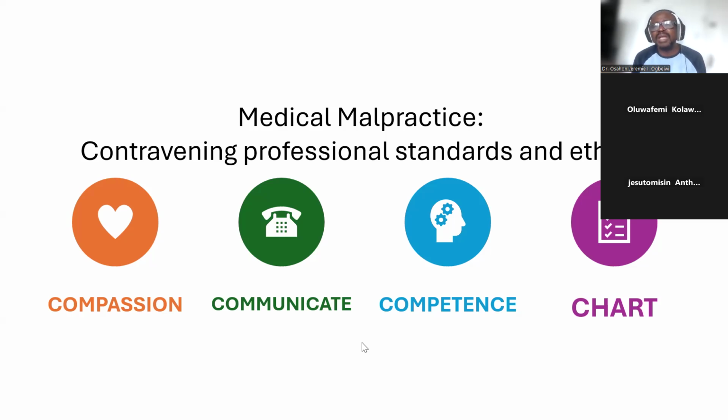Practice your medicine with care and compassion. Communicate clearly with your patient and his or her family, and with your colleagues as well. Make sure that you are properly trained. Train yourself. Acquire the skills. Be competent. Update your medical knowledge. That is your own responsibility. And then record everything you do.